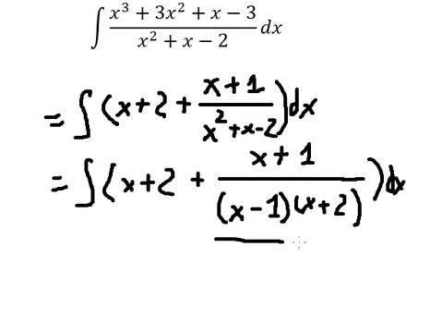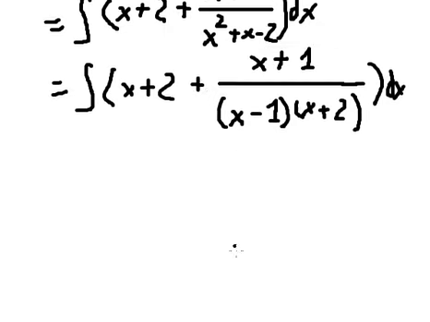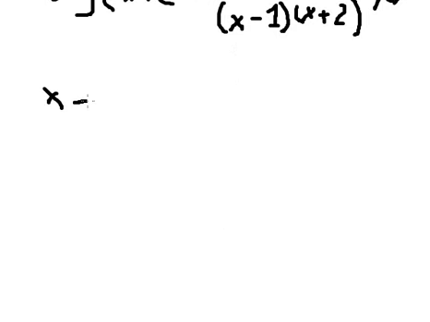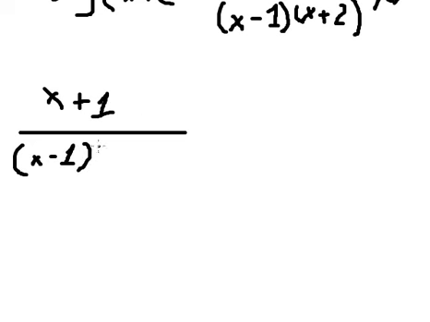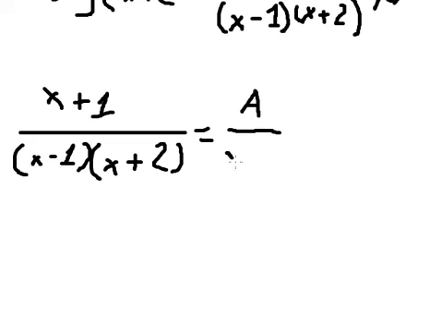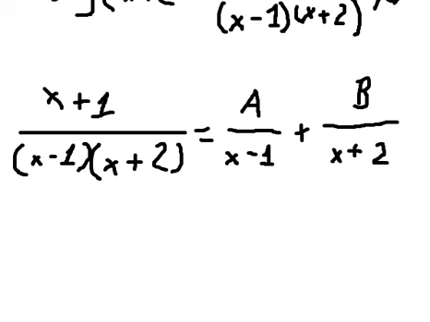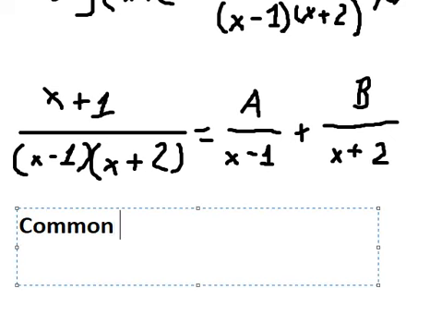Now we need to consider this one. In this situation, we can use partial fractions. And we have A over s minus 1, and B over s plus 1, s plus 2. And now we find the common denominator.